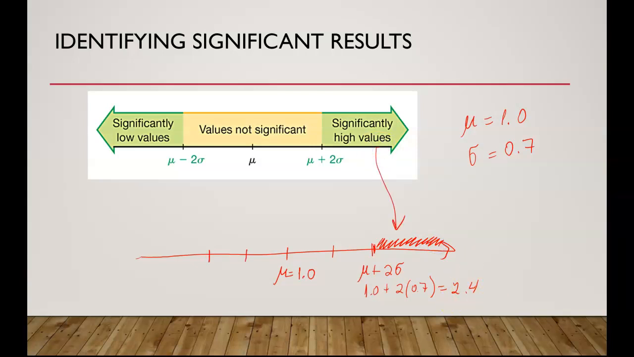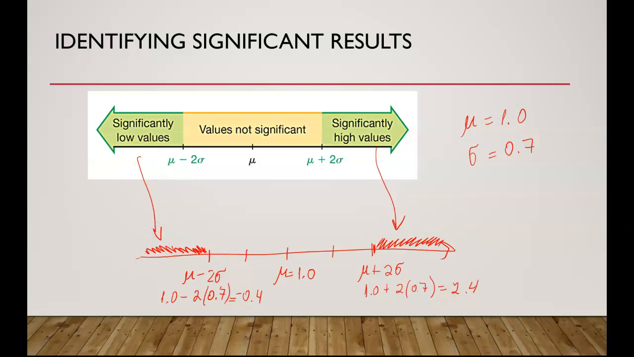Now let's find significant low values. Mean minus 2 times standard deviation. 1.0 minus 2 times 0.7. 1 minus 1.4 is equal to negative 0.4. Therefore, any value that is lower than negative 0.4 will be considered a significant low value.